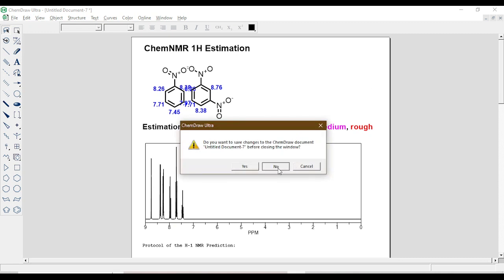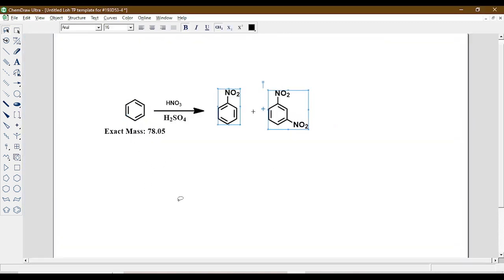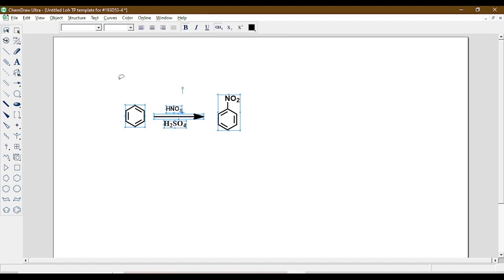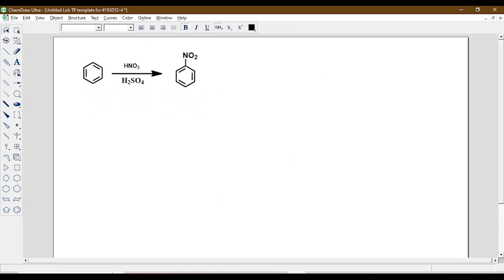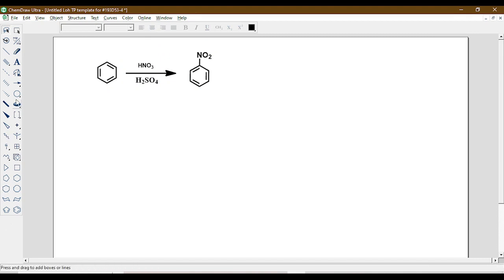I'm just going to not save it and come back here. The second thing you can do is draw the mechanism of the reaction. For example, let's say this is the reaction: nitration of benzene. Let's start with the mechanism. First, nitric acid changes into the nitronium species with the help of sulfuric acid. So let's say that first we have nitric acid, HNO3. That is the first step.